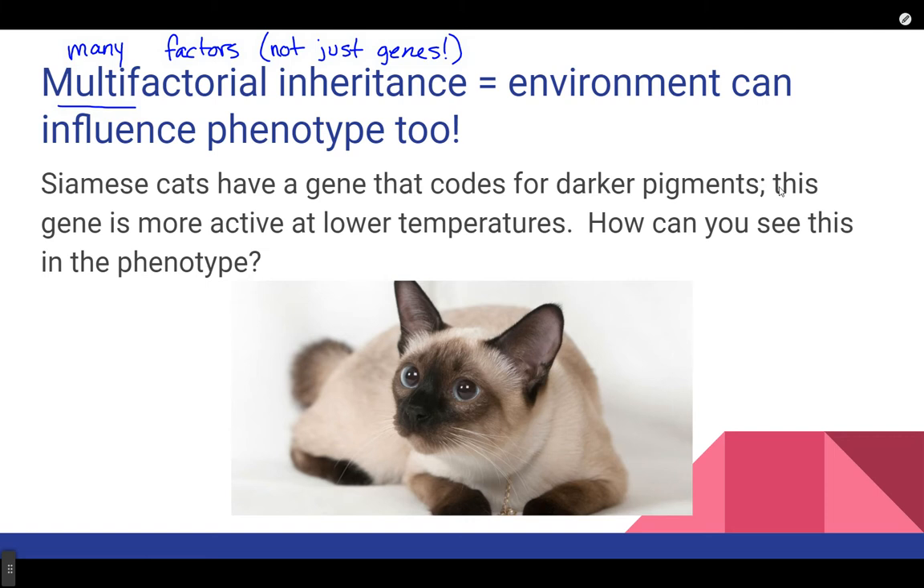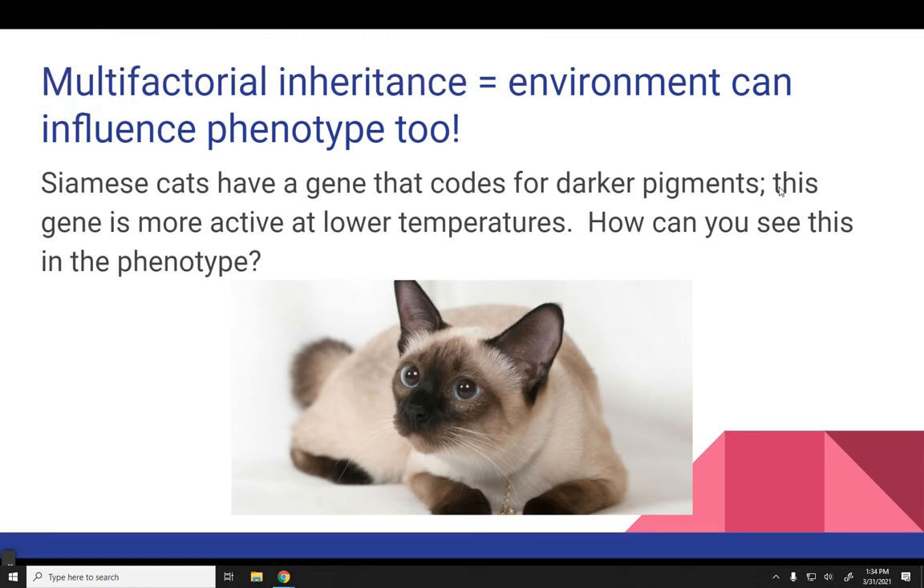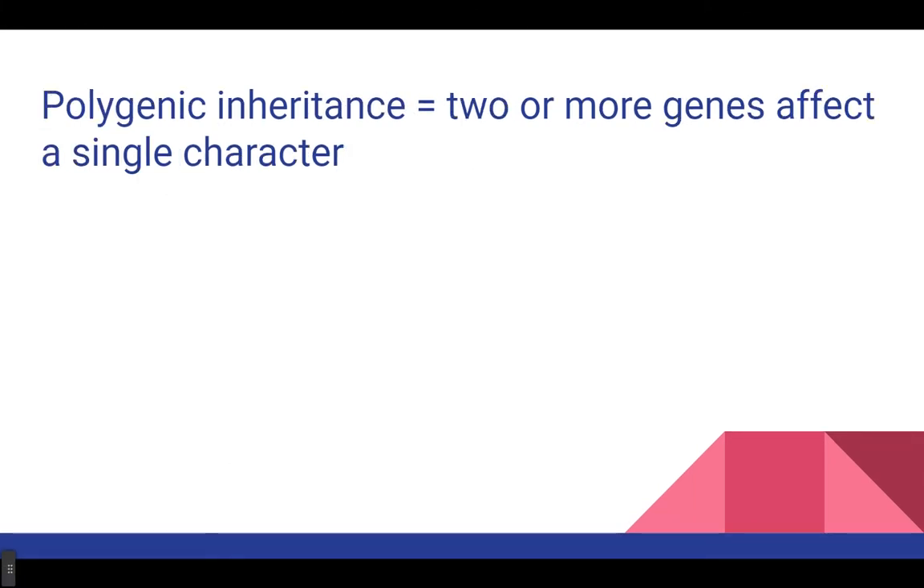And there are lots of traits like this. There are some flowers where the color of the flower is genetically determined, but can also be influenced by like the pH of the soil or things like that. Those are other examples of multifactorial inheritance. Here's another one where the word really tells you what it means.